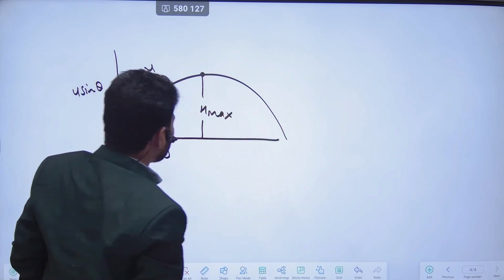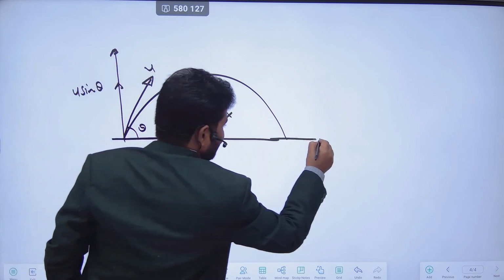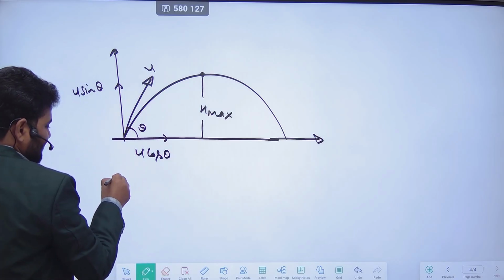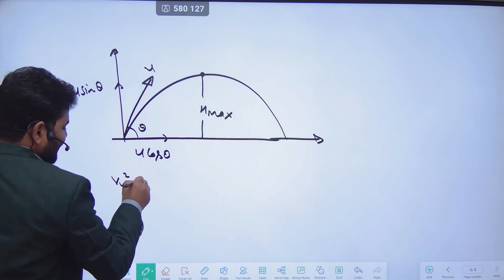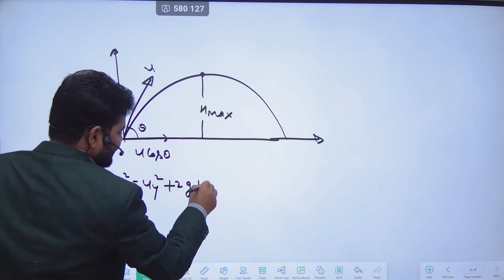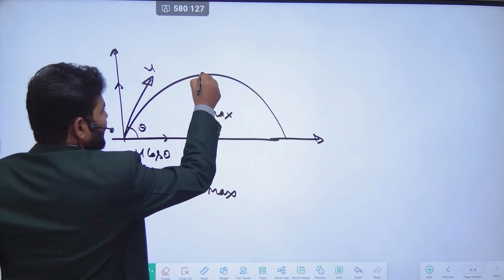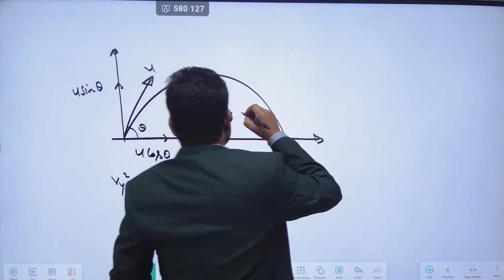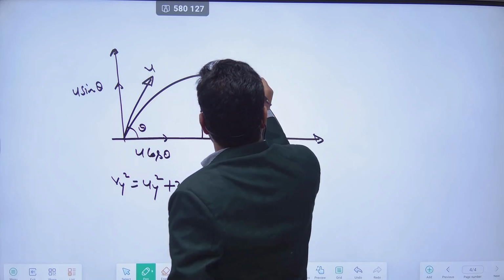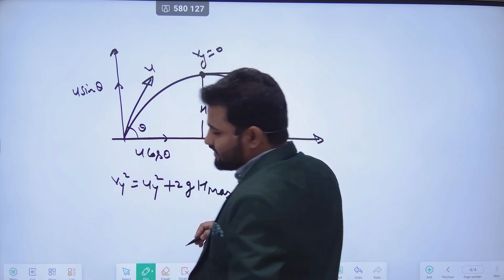So how do we calculate the maximum height? For this, we can do one thing. We are going to consider the vertical motion. So Vy square is equal to Uy square plus 2g h max. Okay. From here, Vy at the topmost point, we all know that at the topmost point the velocity becomes horizontal. So the y component of velocity at the topmost point is 0.